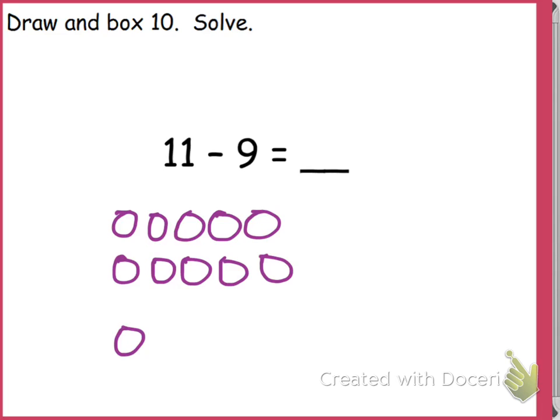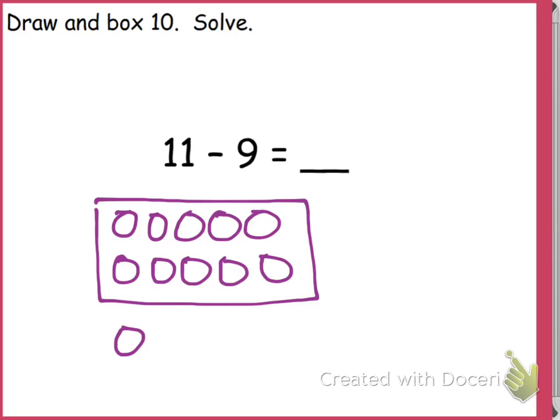Now my second step is that I'm going to box in my 10. Remember in first grade, that 10 is going to be important. Our third step is going to be to take 9 from 10. So we're going to cross out 9 from the 10 that we boxed in. So we're going to cross out 9.